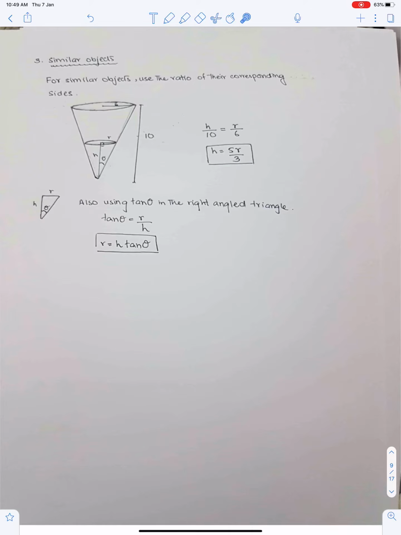Well, we can write h upon 10 and r upon 6. And from this relation, we can make either h or r subject, whatever is required. Well, since this is a right angle triangle, also using tan theta in the right angle triangle, we can get the relationship of r and h.